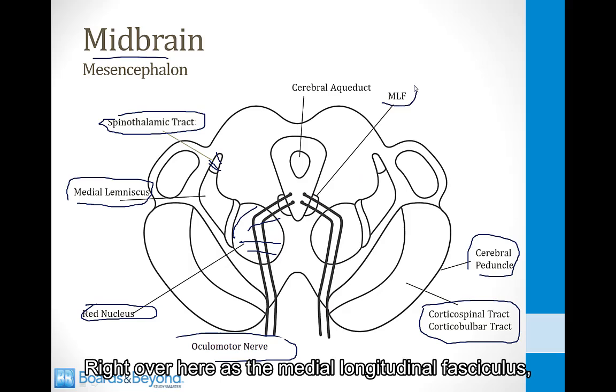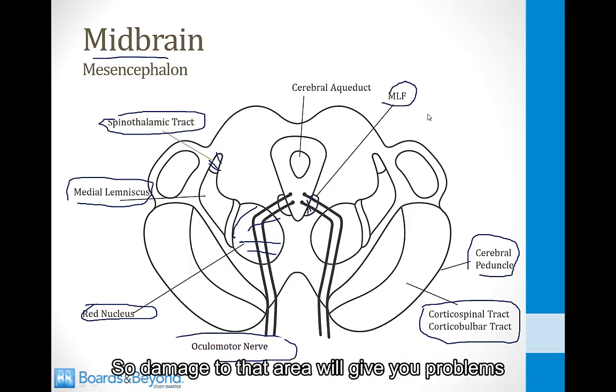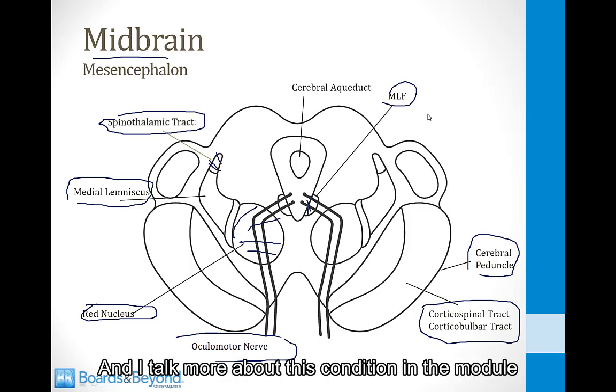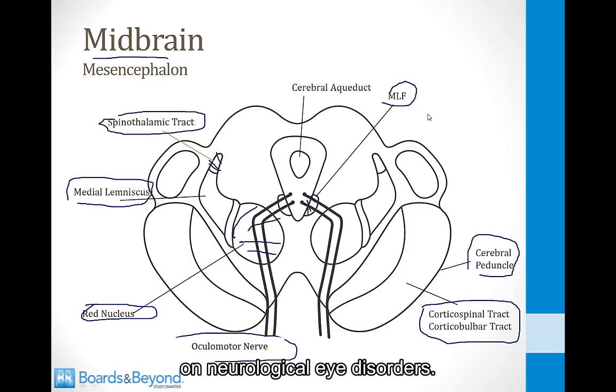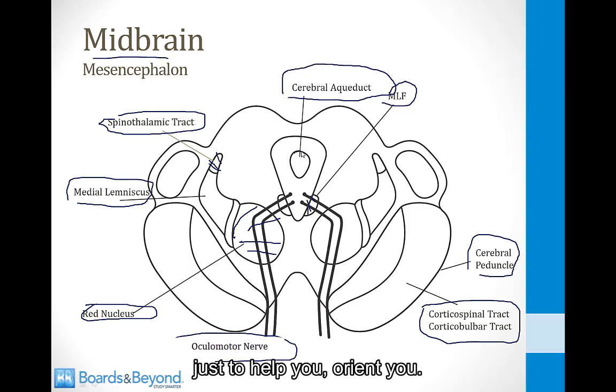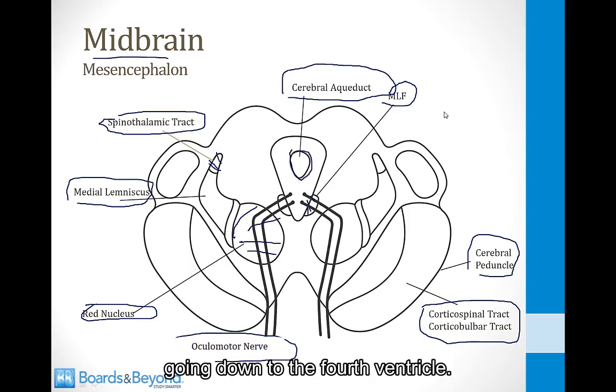Right over here is the medial longitudinal fasciculus. It's this very small structure right here. So damage to that area will give you problems with lateral gaze. You will have something called an internuclear ophthalmoplegia, and I talk more about this condition in the module on neurological eye disorders. And then finally, I've shown you the cerebral aqueduct here just to help orient you. That's the cerebrospinal fluid running through there going down to the fourth ventricle.